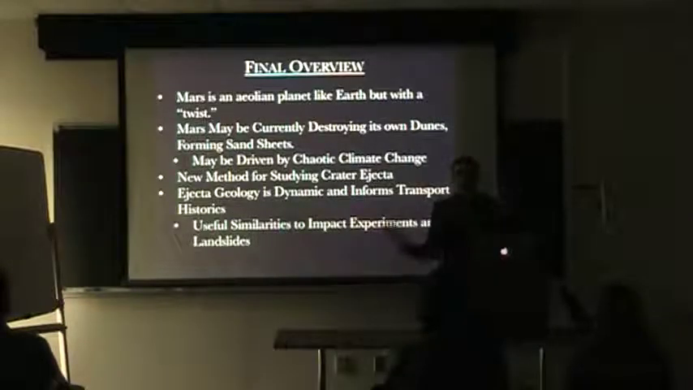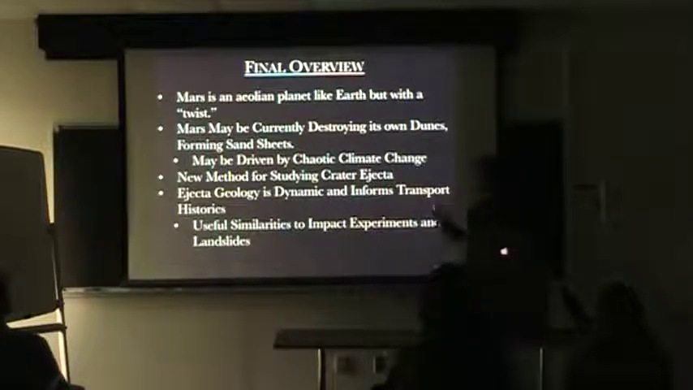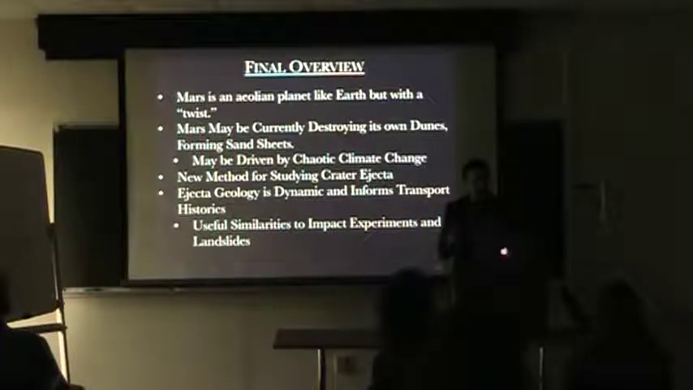Kind of the final overview of my entire dissertation is that Mars is an Aeolian planet like Earth, but with a twist. Mars may be currently destroying its own sand dunes, forming sand sheets, and this could be driven by chaotic climate change. We have a new method for studying ejecta emplacement that can inform transport histories, and we've seen useful similarities to impact experiments and landslides.